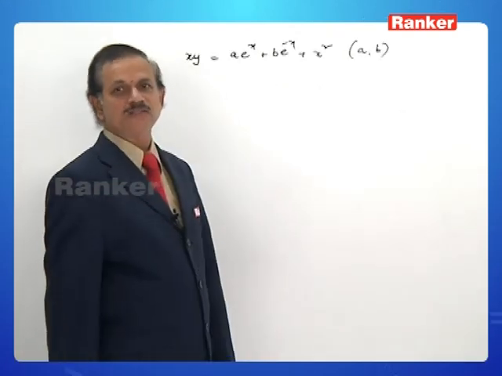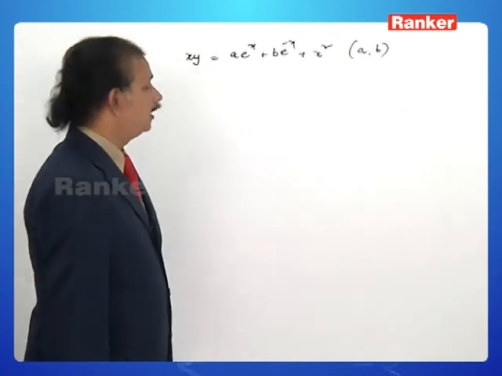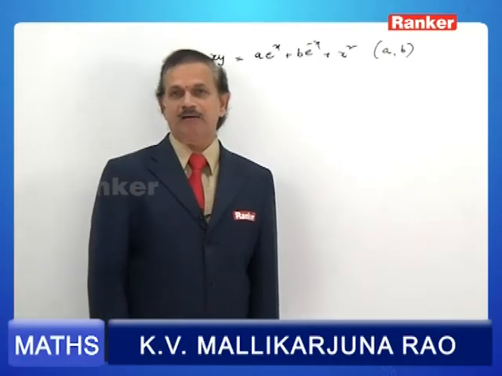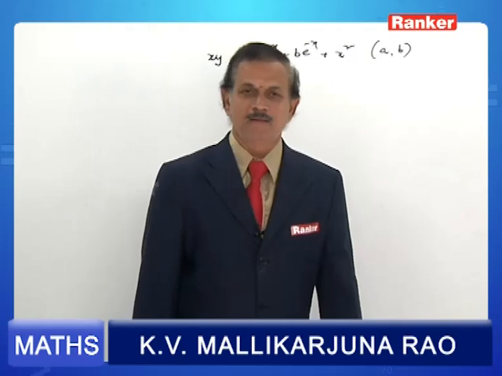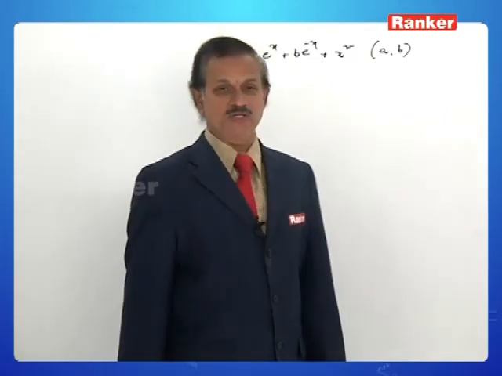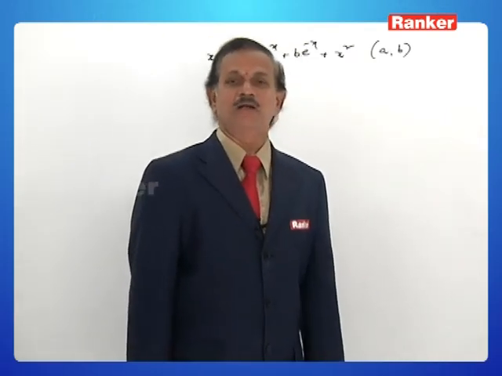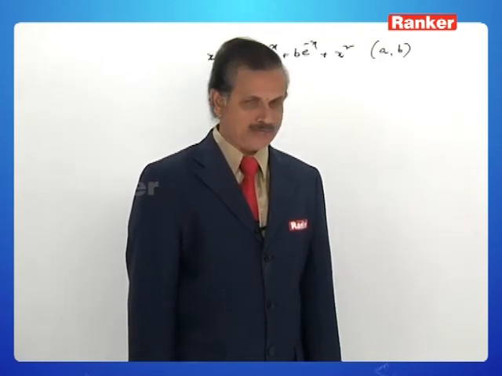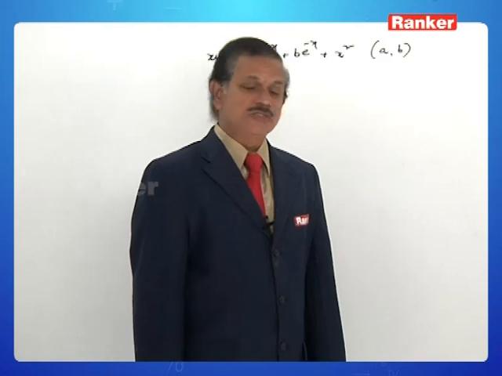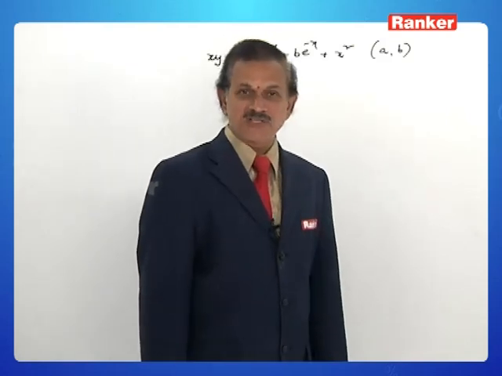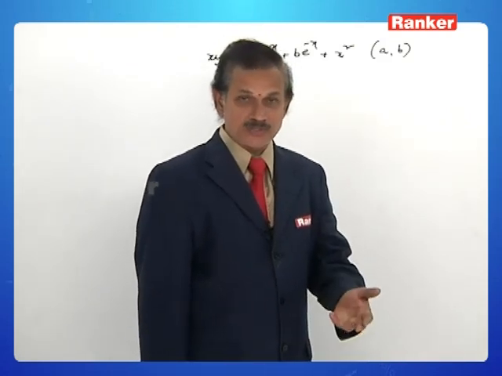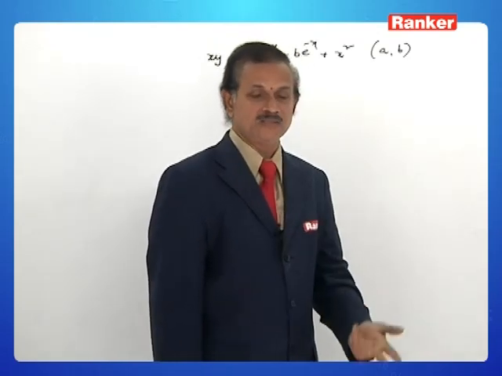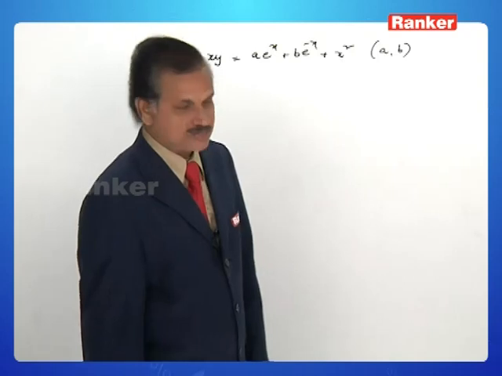The next question is xy is equal to a into e power x plus b into e power minus x plus x square. And in brackets we were given two arbitrary constants, namely a and b. We are supposed to eliminate those two. So the order of the differential equation which we are going to produce, that is whose solution is the given equation, must be 2 only, because there are only two arbitrary constants.